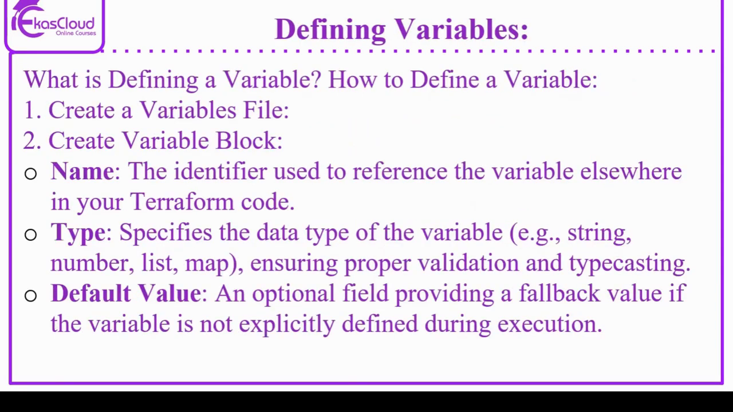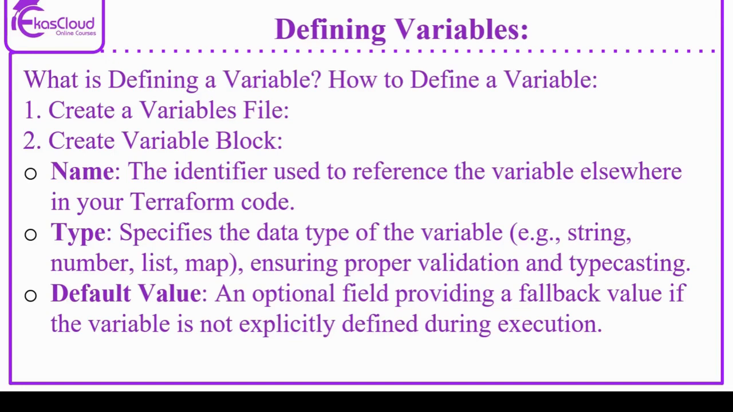Next, I'm going to explain what defining a variable is and how to define it. First, what is defining a variable? Defining a variable in Terraform involves declaring it within your configuration files to specify essential attributes such as name, type, and default value. Now I'm going to explain how to define a variable. To define a variable in Terraform, follow these steps.